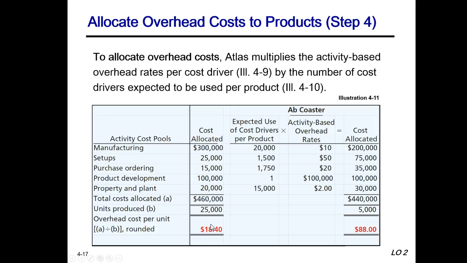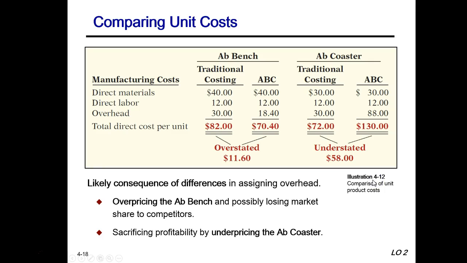From there, what we do is compute what we expect the drivers to be times that overhead rate we've computed to come up with our allocated costs. From there, we're going to see the differences in how overhead gets assigned. As you see here, the Ab Bench was what we had as our cost, and then what we determined it to be for the activity-based costing versus the traditional costing.